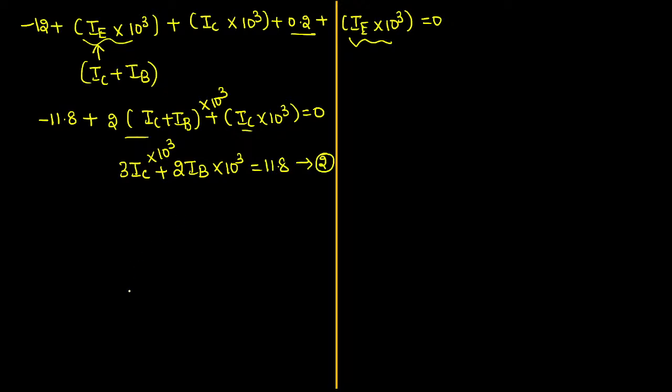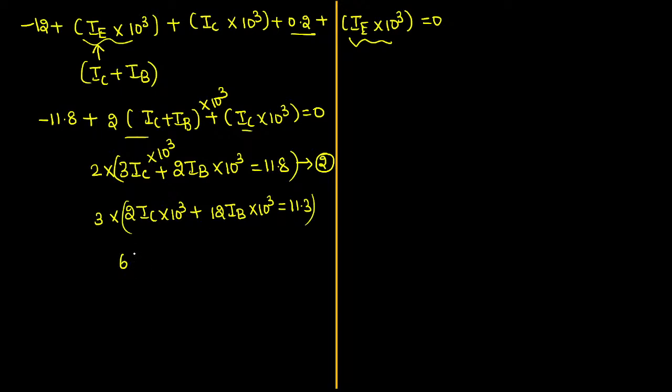Already we have equation number 1. What is equation number 1? 2IC plus 12IB. So 2IC into 10 power 3 plus 12IB into 10 power 3 equal to 11.3, right? Yes, it is 11.3. This is equation number 1. Now directly we can't subtract these two equations. So I am multiplying this one by 2 and this one by 3 to solve this equation, the whole equation, both LHS and RHS.